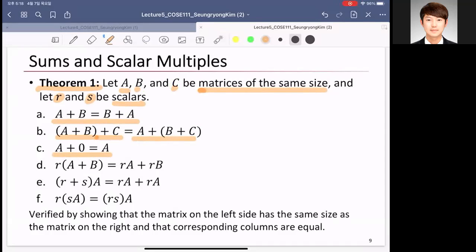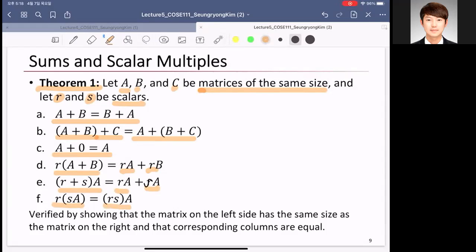A plus 0 is equal to A. R times (A plus B) is equal to R times A plus R times B. (R plus S) times A is equal to R times A plus S times A. Not RA, S times A, right? S times A. R times (S times A) is equal to RS times A.